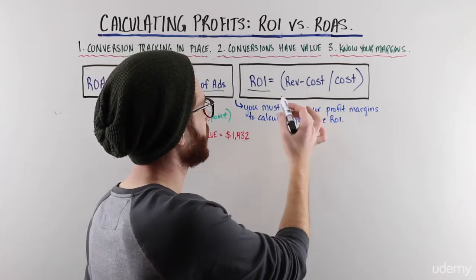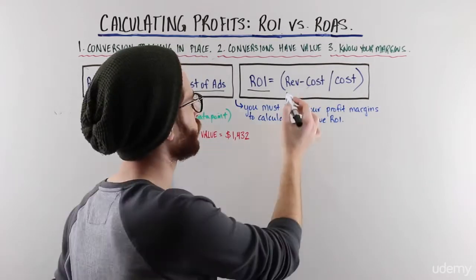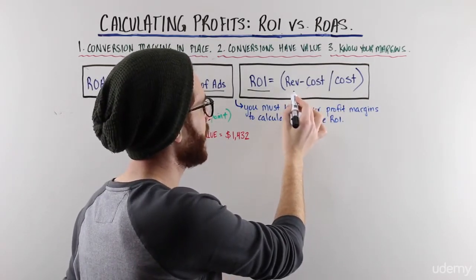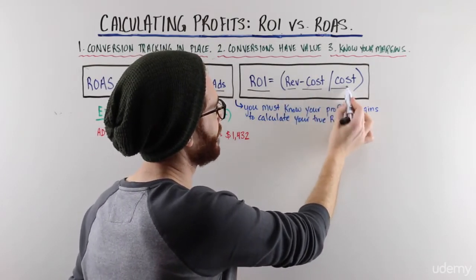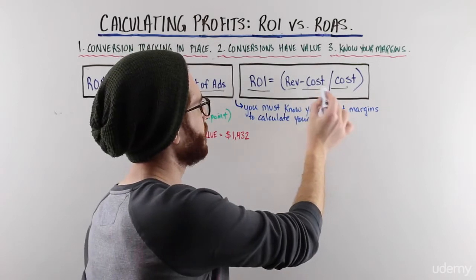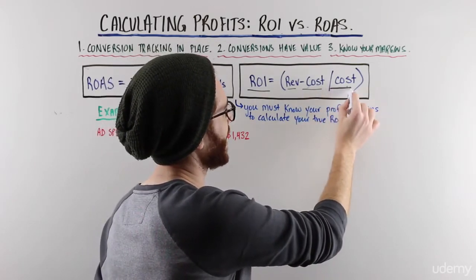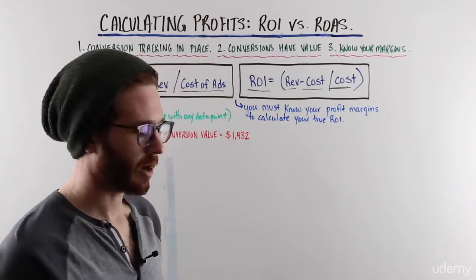So the formula for ROI is revenue, meaning the conversion value, minus cost, divided by the cost of advertising. Revenue minus cost, divided by the cost of advertising. That's going to be your ROI calculation.